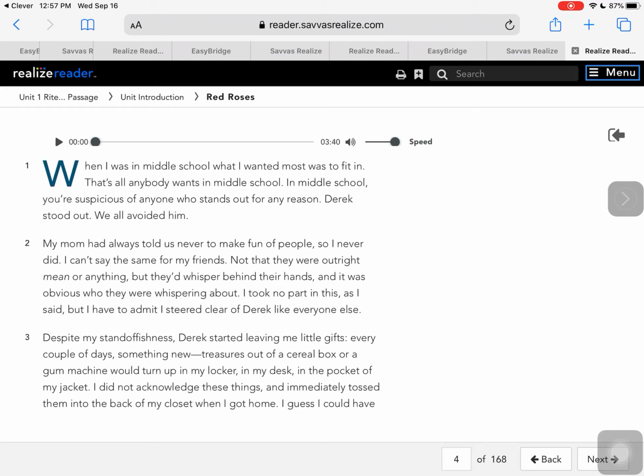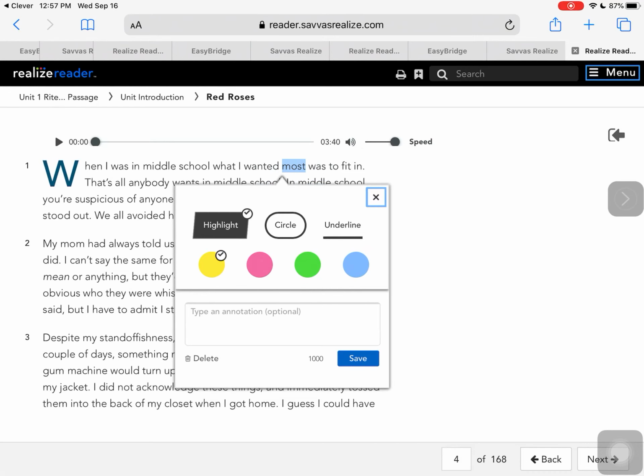Okay, here we go. So, we are looking for characterization in blue. We're looking for descriptive details in green. And we're looking for the conclusion in yellow. All right, so it says, when I was in middle school, what I wanted most was to fit in. Well, right away, that tells me something about my narrator. It says that she wants to fit in. So I'll tap that, and I'm going to highlight that in blue.